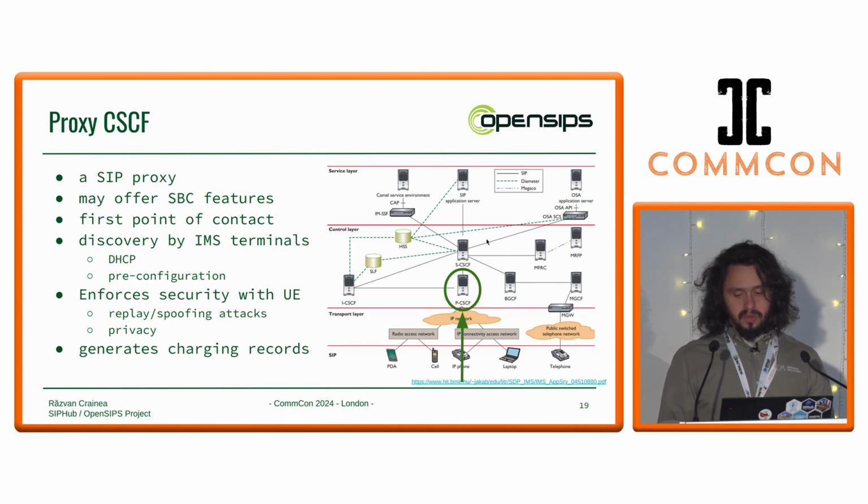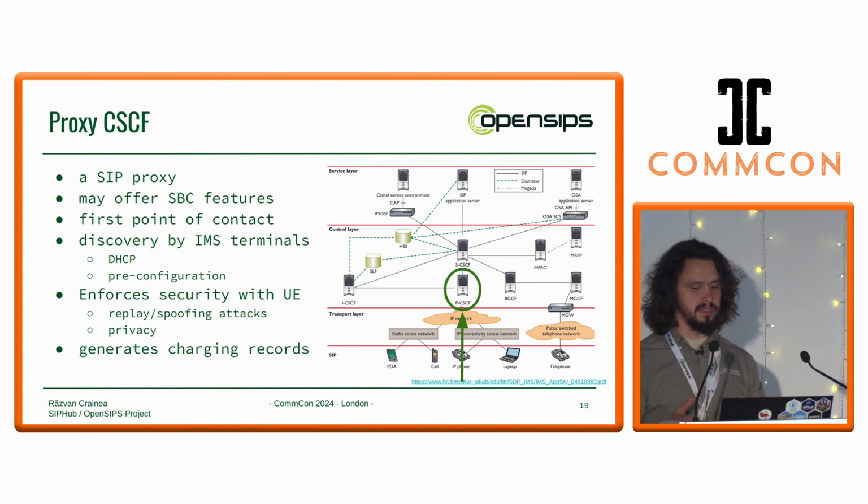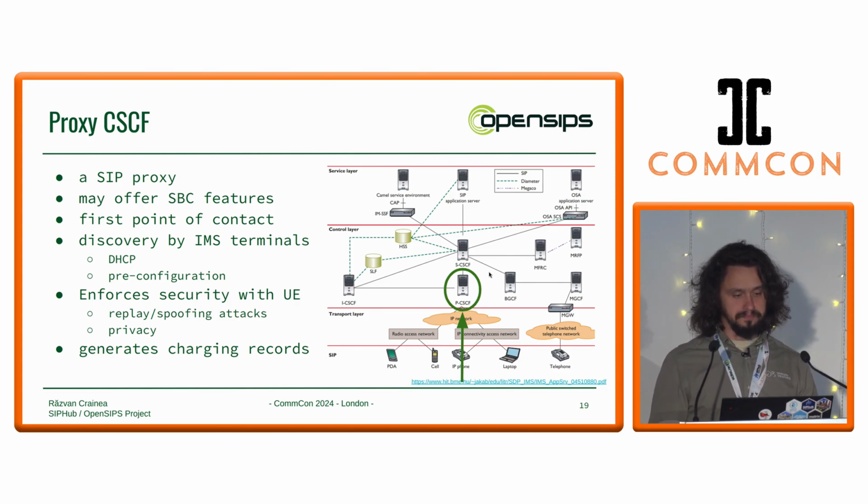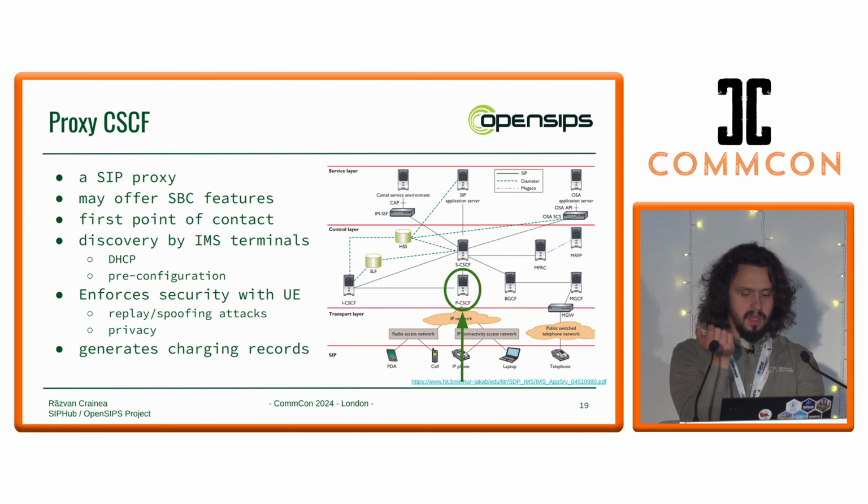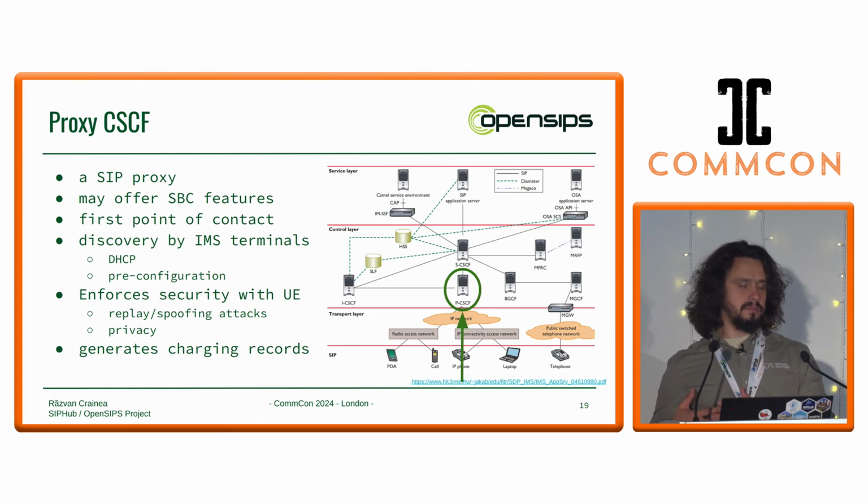And on the control layer, you have the proxy CSCF, which is the entry point of your phones. So whenever you place a call or whenever you turn on the VoLTE on your phone, your phone essentially sends a SIP register to the PCSCF. This channel has to be encrypted between your phone and the PCSCF, so it uses IPsec for encryption and other protocols that we will be talking later about. But basically, the purpose of this proxy CSCF is to enforce security with the device, with your phone.